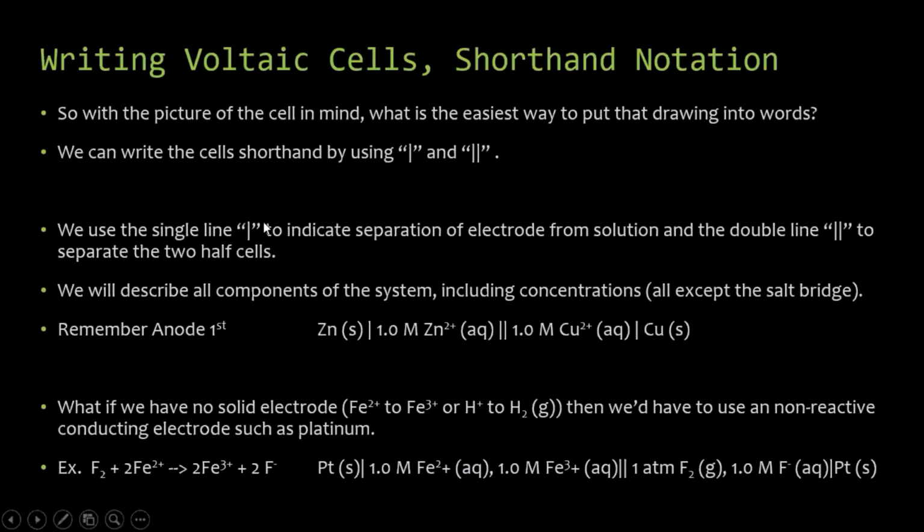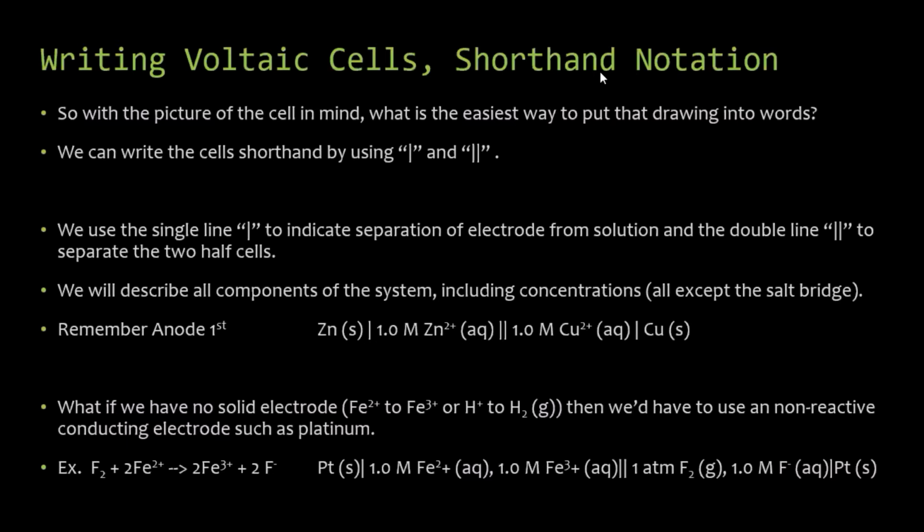But the way we're going to use this is we're going to be able to write exactly what's going on here just by using these things. So we'll write, it's going to include all components, the electrodes, everything except the salt bridge. It's going to include the concentrations and everything. And it's always going to be anode first. So that picture in the last diagram, a zinc electrode dipped into a 1 molar zinc solution, is the anode. The cathode then is made up of 1 molar copper with a copper electrode dipped in there.